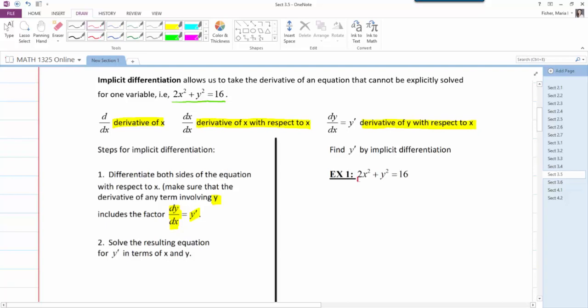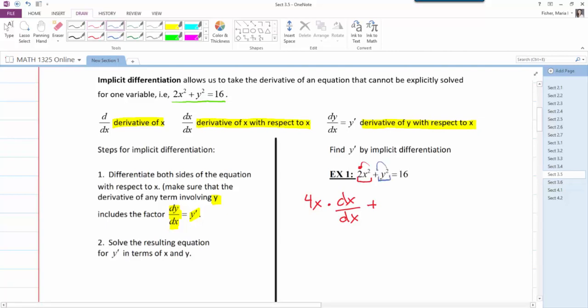So if I take the derivative of 2x squared, again, I'm going to use the power rule. I multiply this to the front, so that's 4x, and it's raised to 1 power less. So 2 minus 1 is 1, so it's 4x to the first, or just 4x. And I'm also going to write this. I just took a derivative of an x term with respect to x, because that's an x term. Then plus, let's take the derivative of y squared.